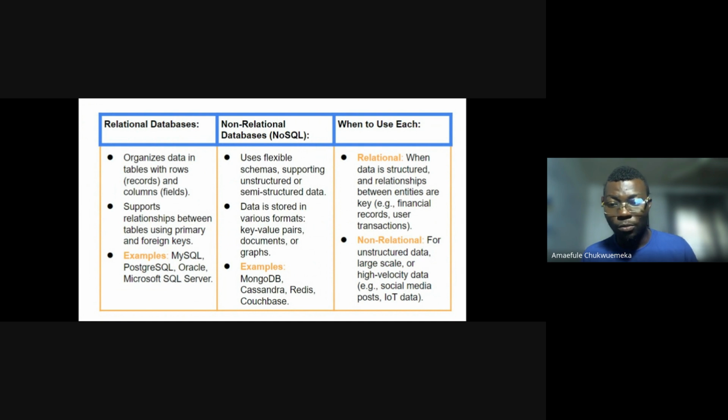It's very important that the data is being stored. Some platforms that allow us to use unstructured data include MongoDB, because MongoDB is a very comfortable environment to interact with a non-relational database. We also have Cassandra and Redis. These are different platforms that allow us to interact with non-relational databases.